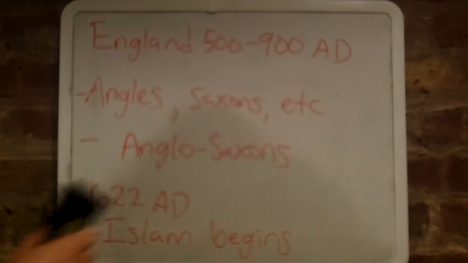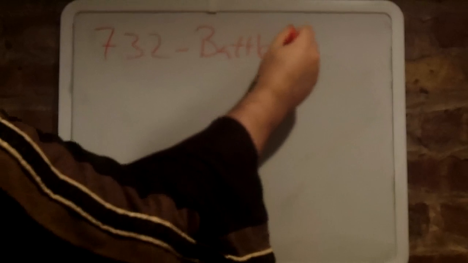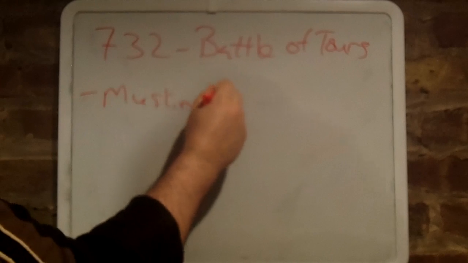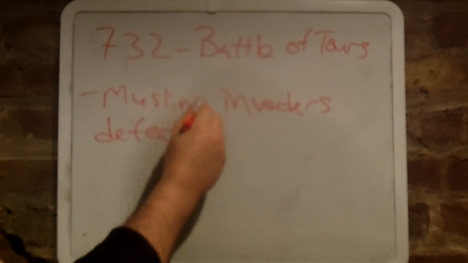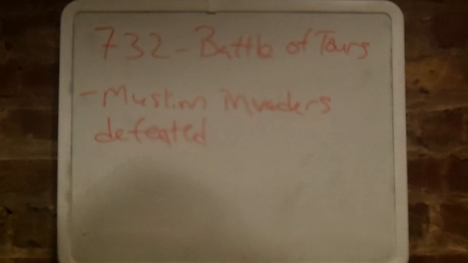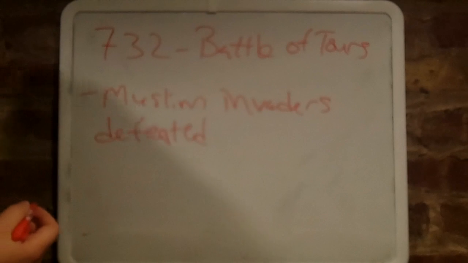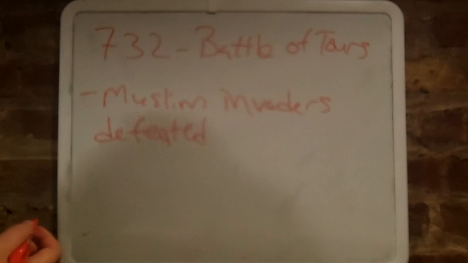And it was poised to conquer most of Europe. But there was a very pivotal battle in the year 732. This was the Battle of Tours. So the Muslim invaders were defeated. And this is what kept Islam out of mainland Europe. Tours is in present-day France, and the victor of this battle was a Frankish warlord named Charles Martel.